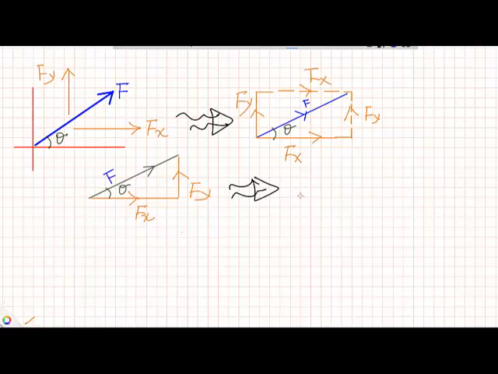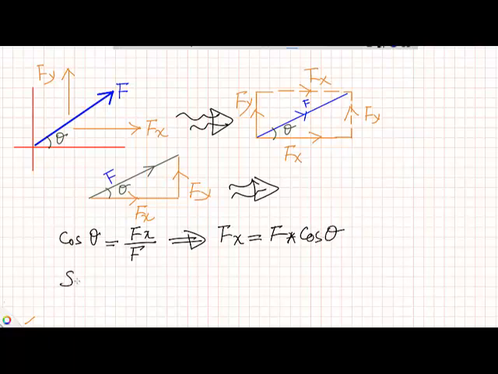So if we put cosine theta is equal to the adjacent, which is Fx, divided by the value of F. Now like we said, we are in the business of calculating the value of Fx, so we'll isolate Fx, then Fx will be equal to F multiplied by cosine theta.